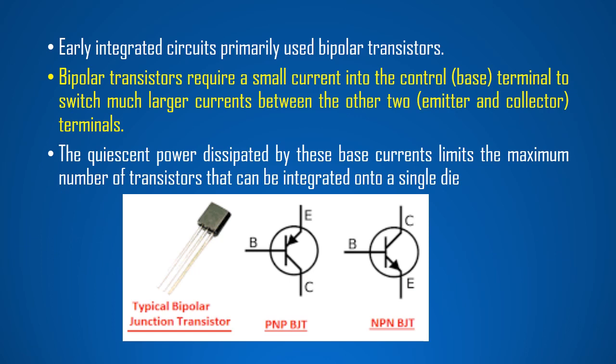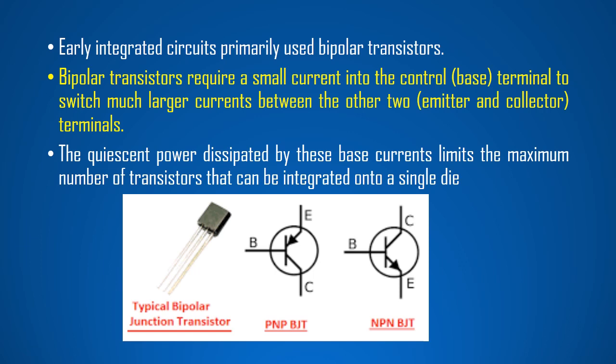So early integrated circuits used bipolar transistors. So a bipolar junction transistor can be classified into two, PNP transistor and NPN transistor. The symbol is given below. So here we are having three terminals. One is base, and the other terminals are emitter and collector. Depending upon the input current given to the base, it switches on the transistor or switches off the transistor. So base is the control input here.